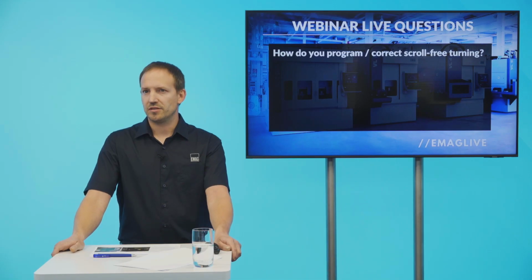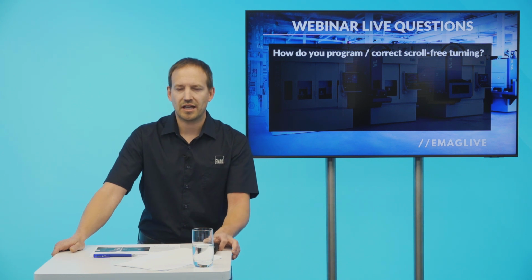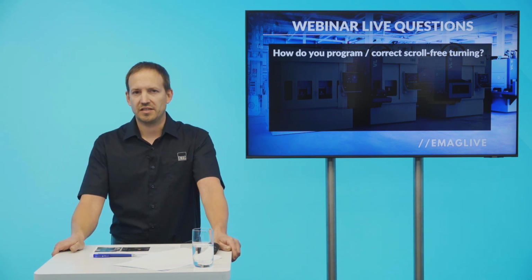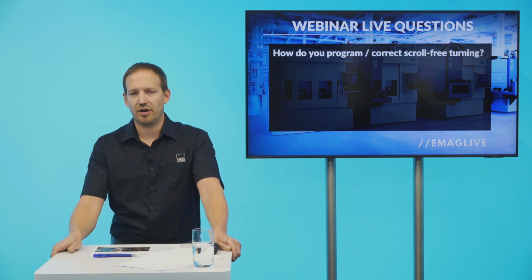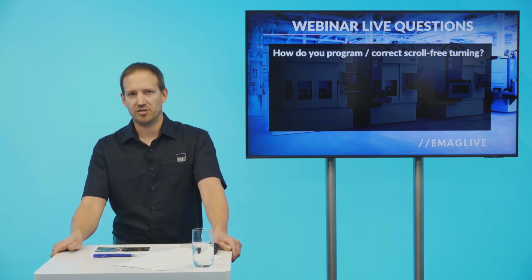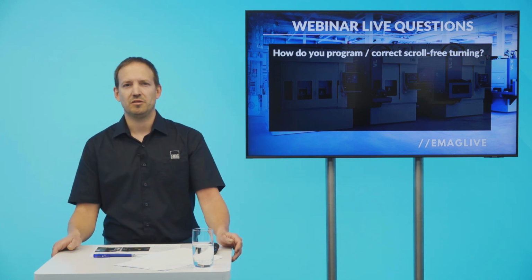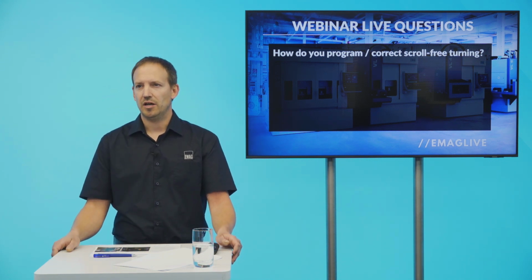Okay, programming is very easy. We have developed a special cycle for the skiving process that makes it possible for everybody to program this. You only have to give the cycle some parameters like diameter, cutting speed, feed rate, and so on. And we calculate everything in the background, and the machine makes the movement for itself.